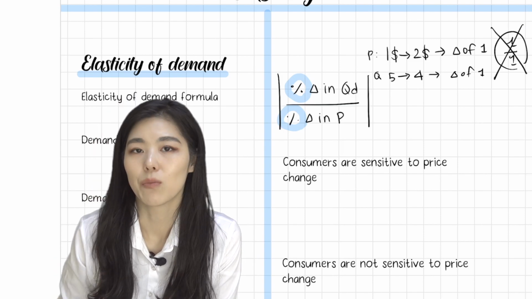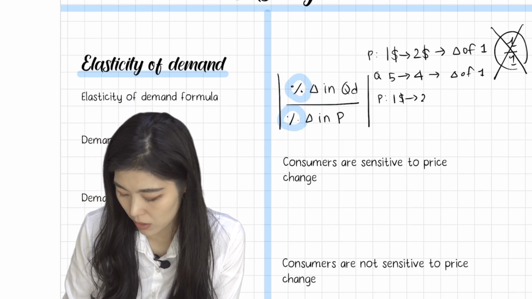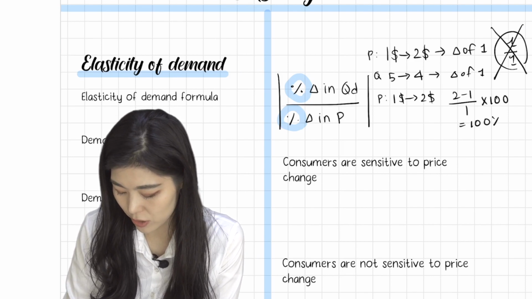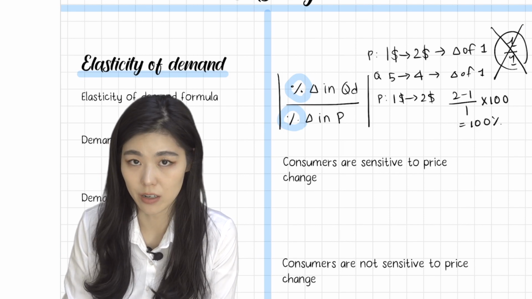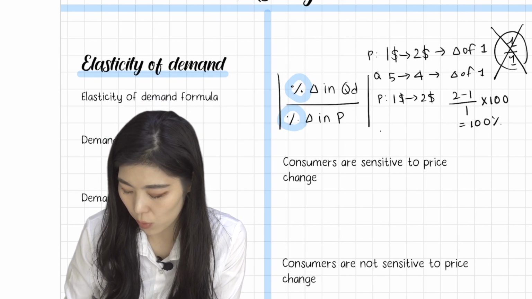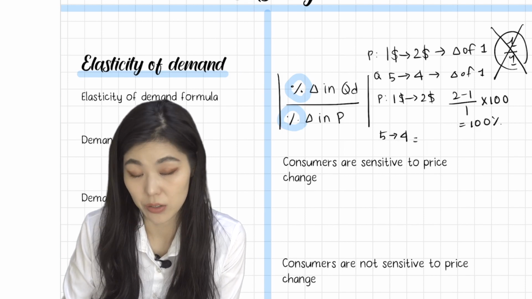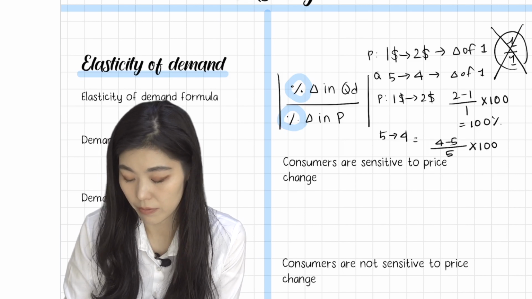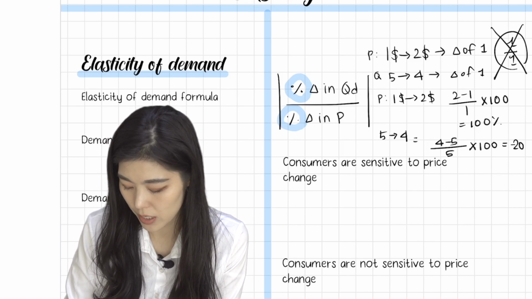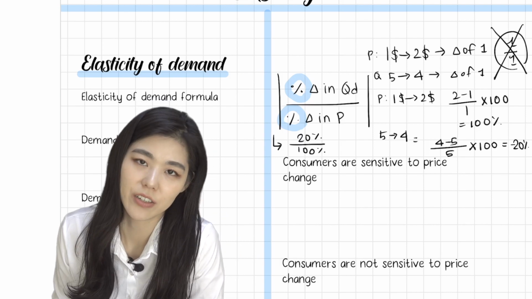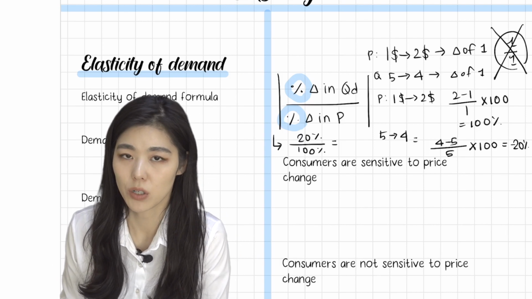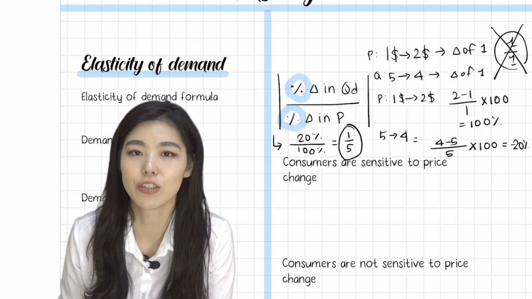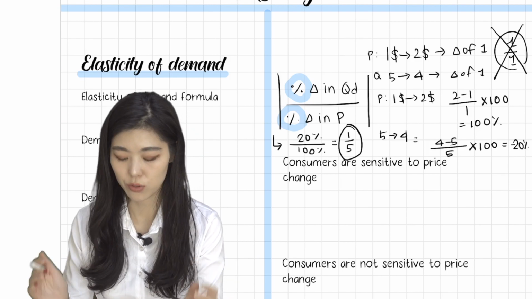So the price change from $1 to $2 would be 2 minus 1 divided by 1, the original price, times 100. That's a 100% change, so 100 would go in here. From 5 to 4, that's a change of 1. Ignore the negative sign. So 4 minus 5, divided by the original 5, times 100 would give you 20%, right? So that's how you calculate the elasticity of demand: percentage change in quantity demanded divided by percentage change in price. Now you know how to calculate the percentages, so just keep that in mind.